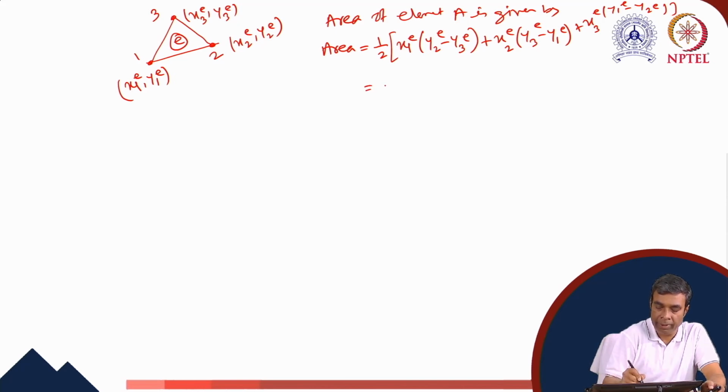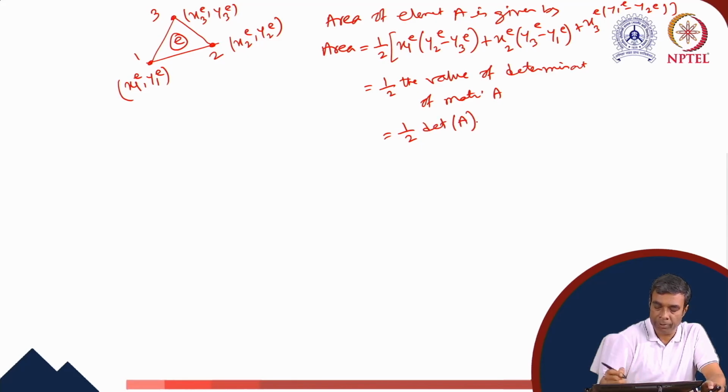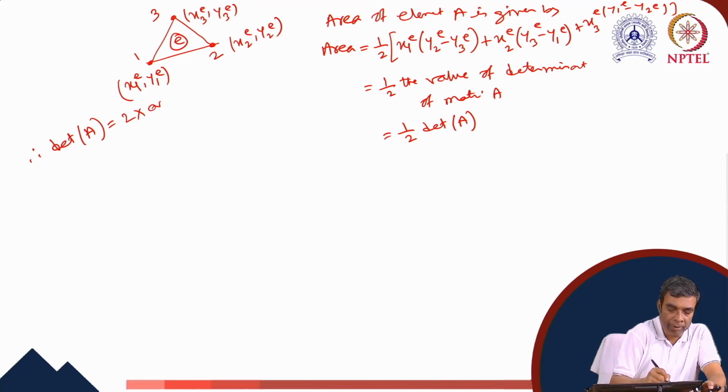This area represents half the value of the determinant of matrix A, equals half of determinant of A. Therefore, det A equals twice the area of the linear triangular element.